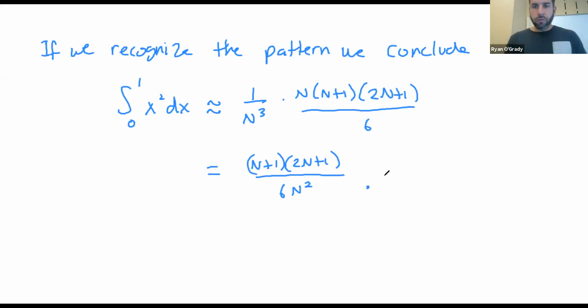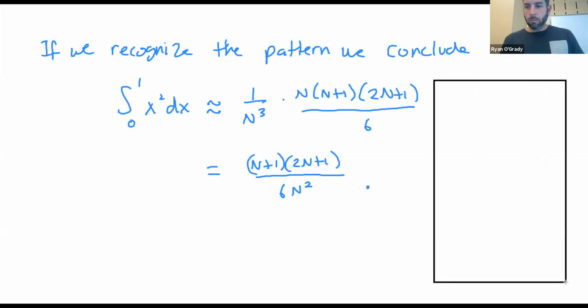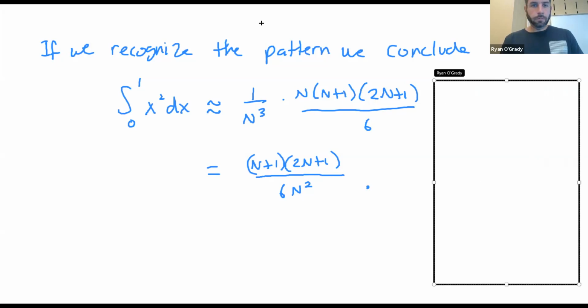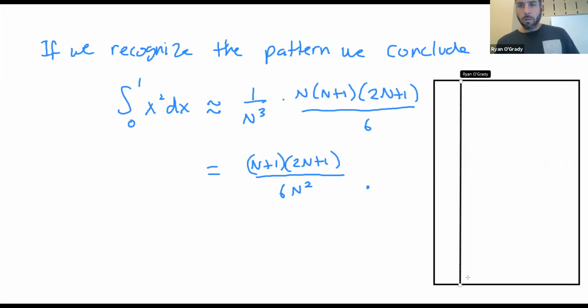So we can make a little table and we can think about how these approximations work. So let's make a table here. And in the left-hand column, I'll put my values of n.